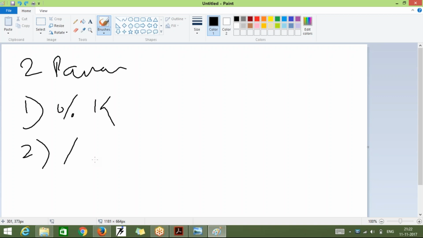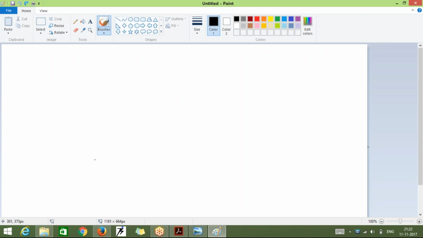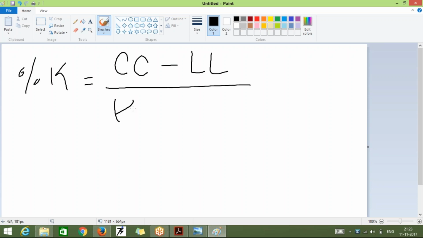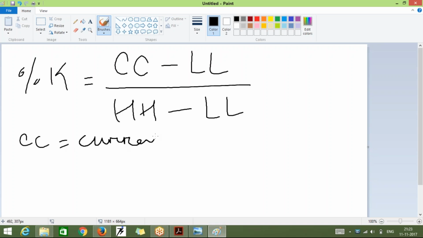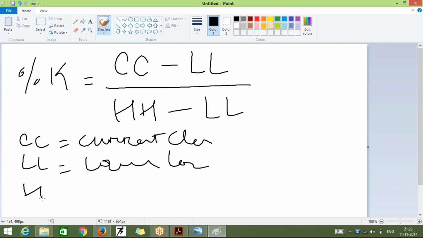Now coming to the major part, that is calculation of percentage K. Percentage K is calculated as current close minus lowest low, divided by highest high minus lowest low. Here CC is current close, LL is lowest low, and HH is highest high.